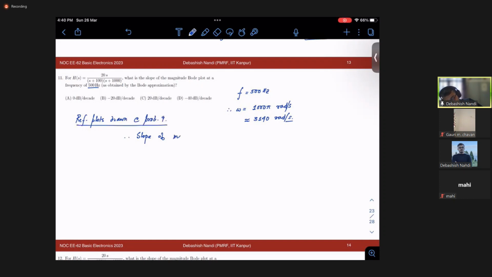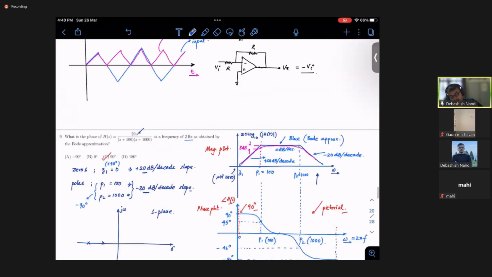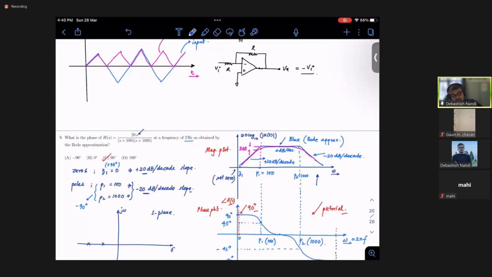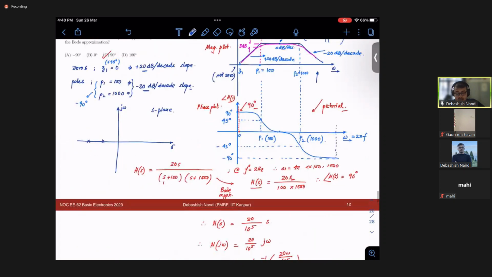Slope of magnitude plot is equal to minus 20 dB per decade. So if you had committed the mistake of taking your F as only omega, then at 500, you would have this 0 dB per decade, right? You would have gotten the wrong answer.